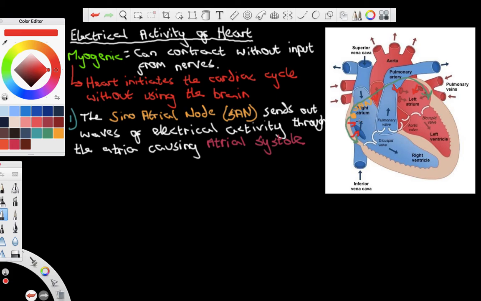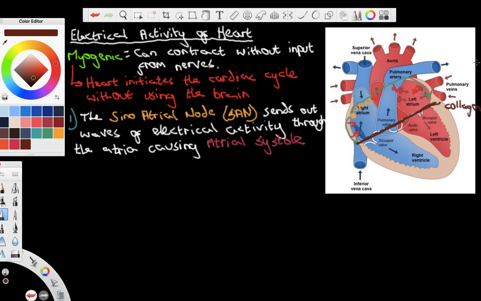Okay. Something that's really important is that there is an insulating collagen tissue that separates the atria and the ventricles so that the electrical impulse can't spread down straight away. So I'm going to put that in brown. I'm hoping it will show. So separating the atria and the ventricles, we've got these collagen fibers.